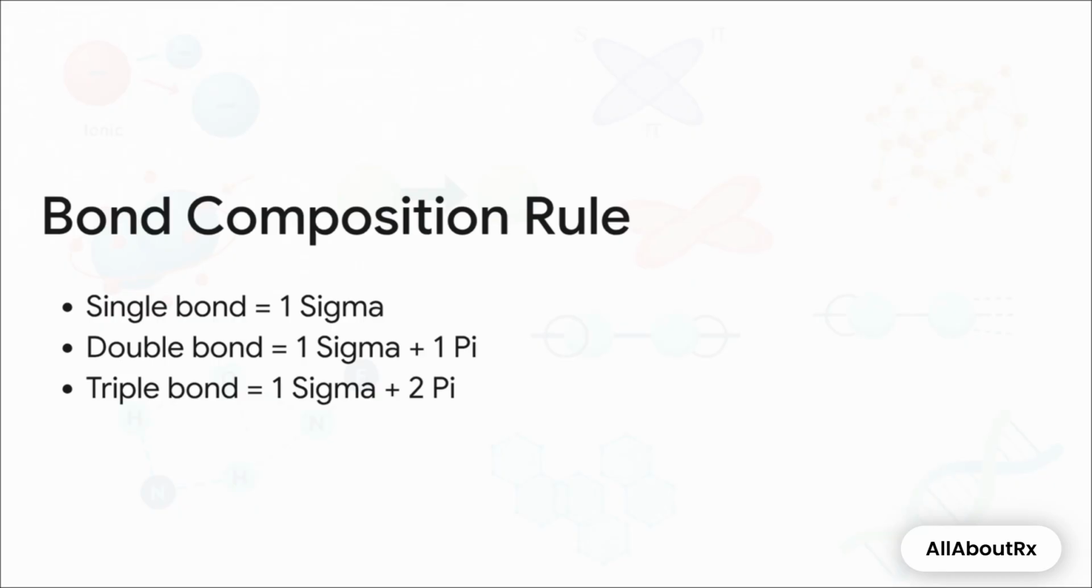A single bond is just one sigma bond, but step up to a double bond and you get one sigma plus one pi bond. A triple bond, that's one sigma paired up with two pi bonds.